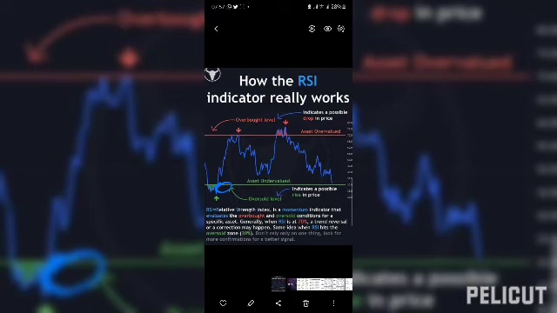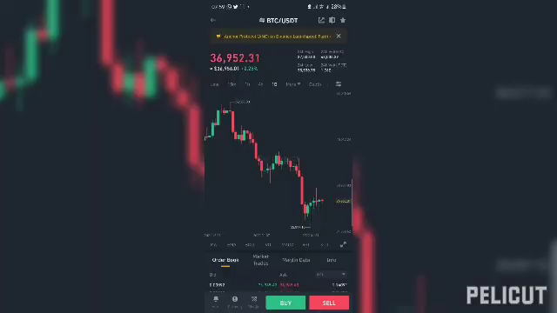So we'll go to the Bitcoin BTC USDT chart now to see what the RSI is doing, and I'm going to use the 4 hours time frame to do that. So let's dive right in. This is the BTC USDT chart from the Binance mobile app.